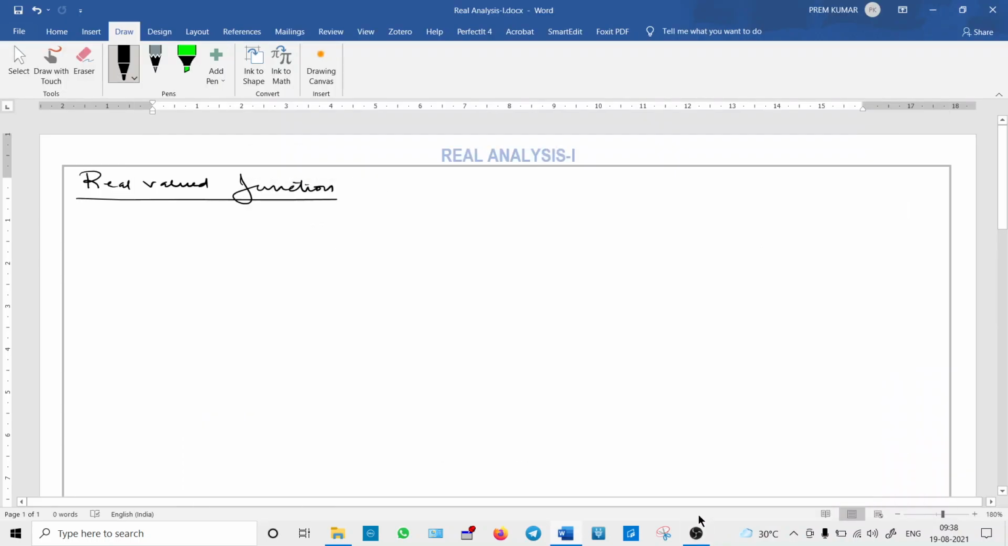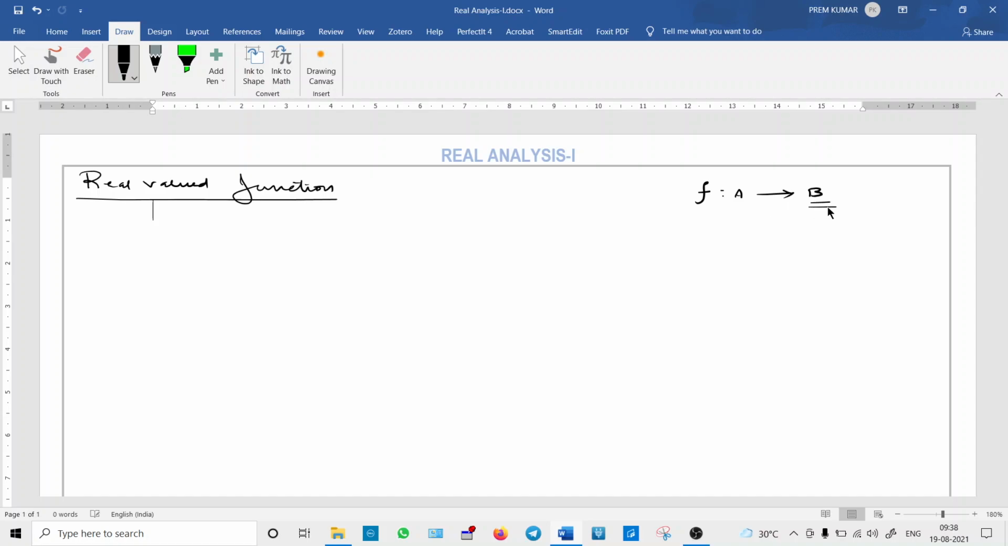Dear students, in this session we are going to discuss real valued functions. Now, in the last session we discussed what a function is. In general, suppose f is a function from the domain A to the codomain B. Then we define the function.